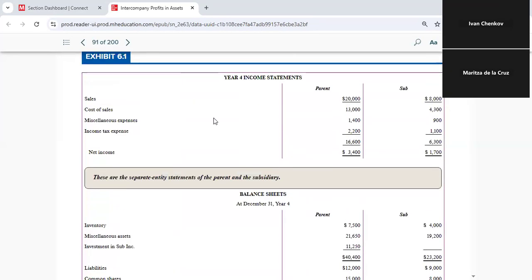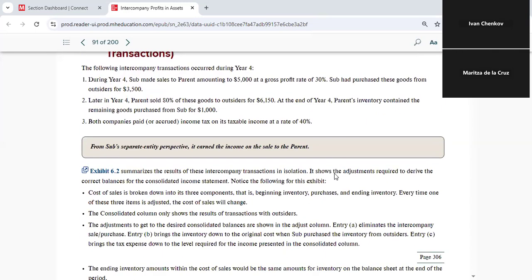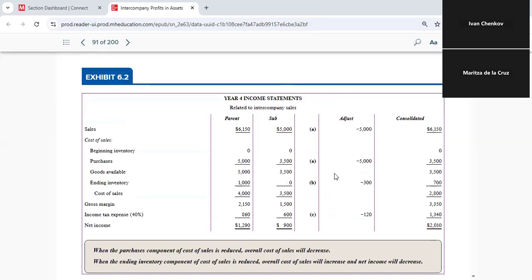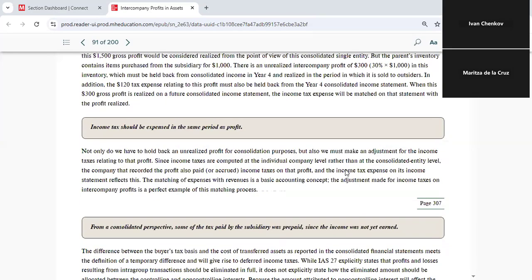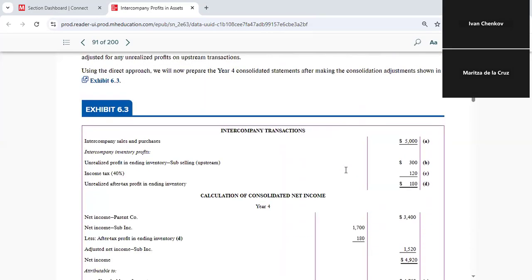Actually, this is the income statement of year 4, and we have the parent and we have the subsidiary. We have the sales, the subsidiary sales, both sales. We have cost of sales, we have the miscellaneous expenses and everything that we need. Now we have these downstream transactions which are involved with the cost of sales, which require an adjustment of $5,000 because of the inventory that hasn't been sold. So that's the simple explanation of the intercompany transaction.